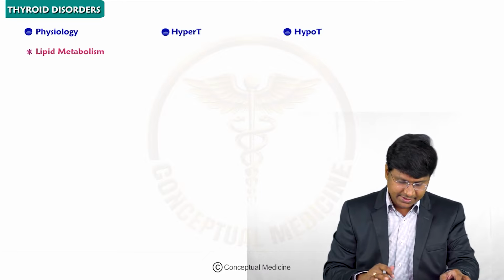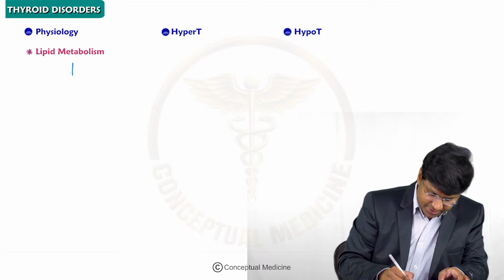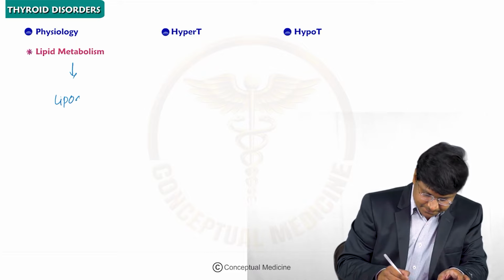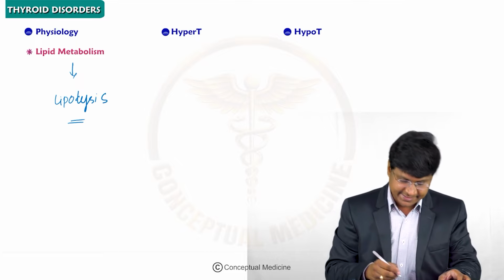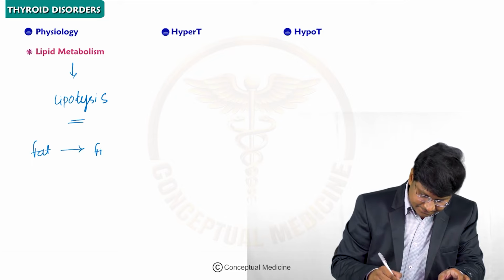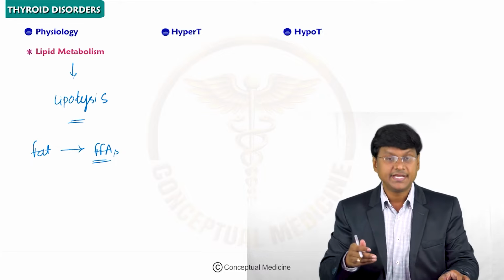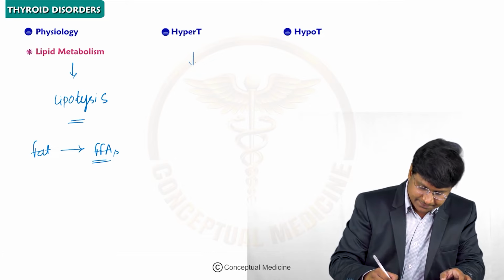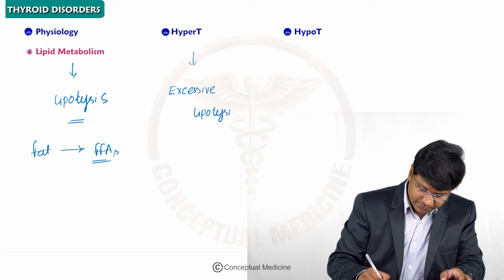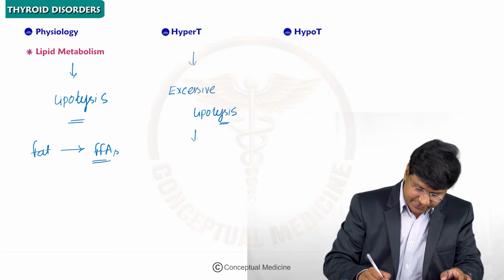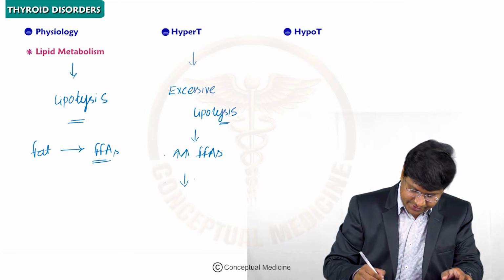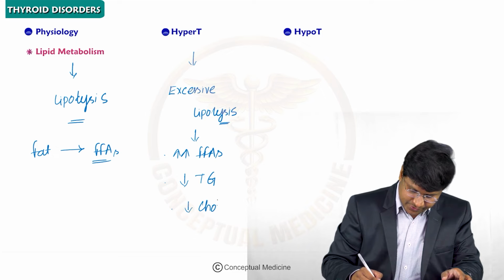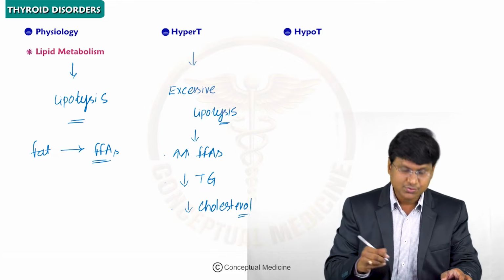Next, you take the lipid metabolism. Please remember, thyroid hormone will cause lipolysis, wherein the fat is broken down into free fatty acids, right? In hyperthyroidism, what will happen? There is excessive lipolysis. So because of this excessive lipolysis, more and more free fatty acids are produced, right? And what will happen to your triglycerides? They are reduced. What will happen to your cholesterol? That will be reduced. That is what will happen in hyperthyroidism.